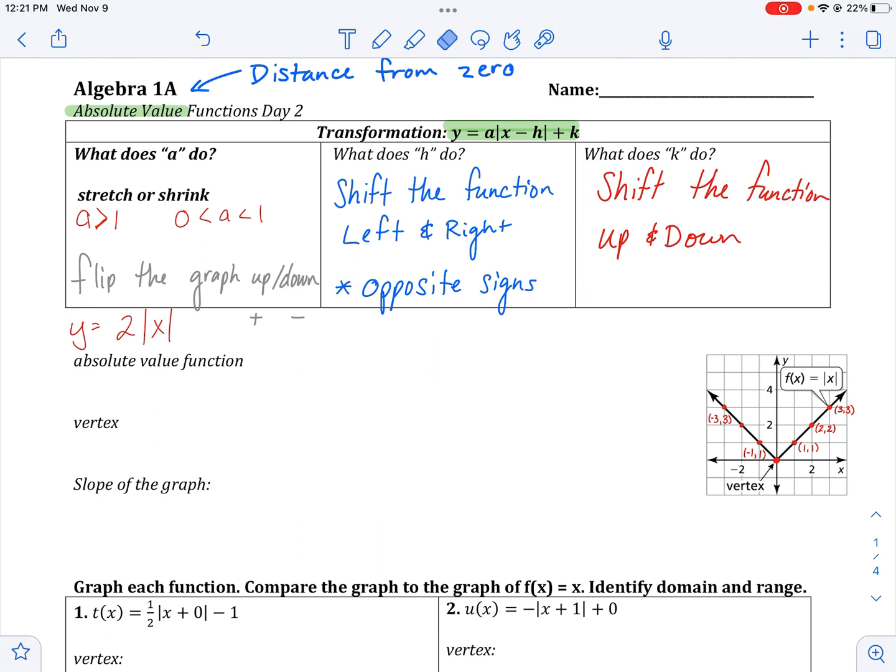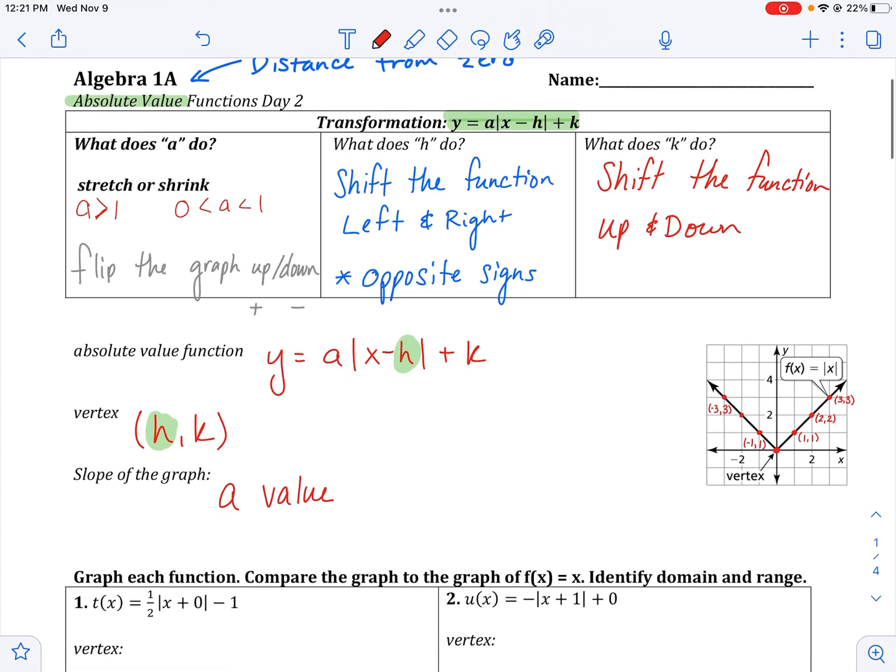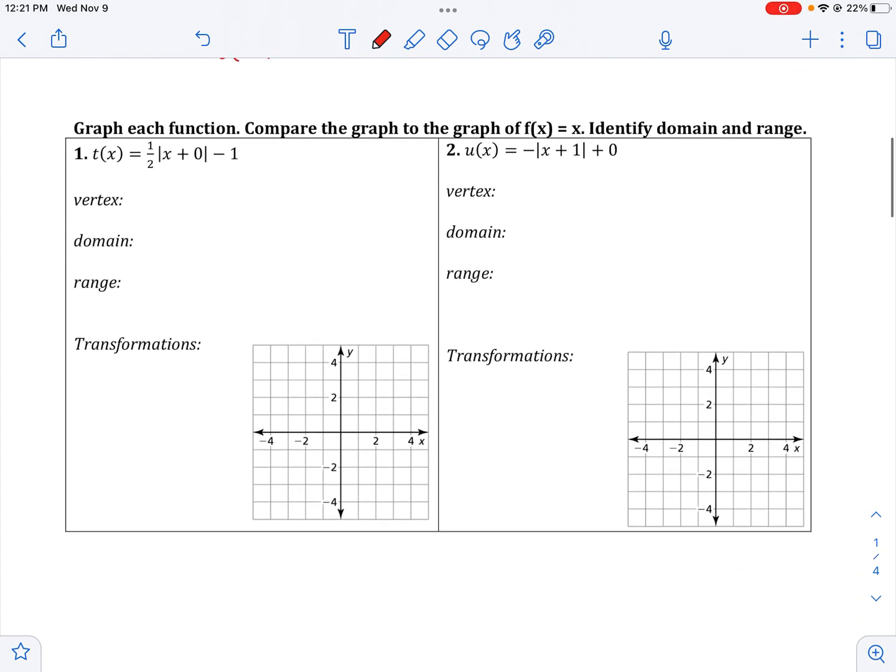Okay, so a quick recap. Our absolute value function is y equals a times the absolute value of x minus h plus k. If I want to find the vertex, it's really just those numbers, h and k. But remember, you have to think opposite signs for h, and the slope can be found from the a value of the graph. So let's look at some examples.